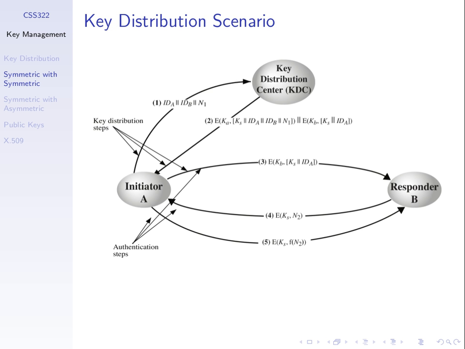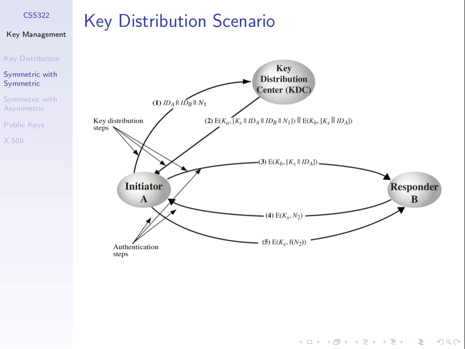So the assumption is at the start that user A has gone to the KDC and said, please give me a master key. The master key is KA. So both the KDC and user A know this master key. It's a shared secret key. And similarly, user B has done that as well. So sometime in the past, before this happens, both users have obtained a master key, KA and KB. KDC knows both of those keys. A does not know B's master key and never should.